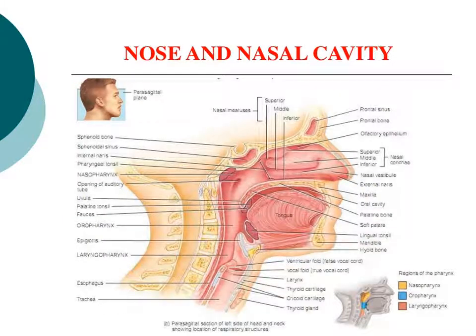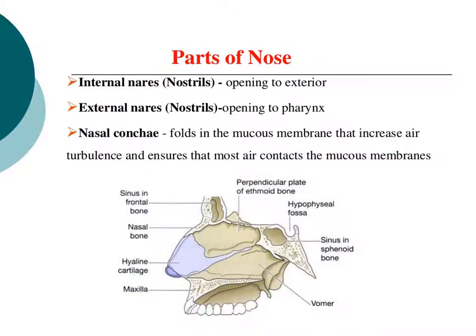Nose and nasal cavity. This is the typical diagram of the nose. Conchae are folds in the mucous membrane that increase air turbulence and ensure that most of the air contacts the mucous membrane.